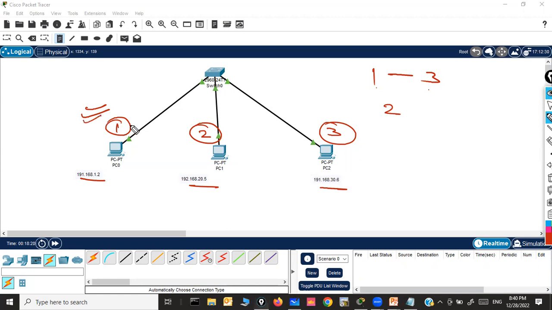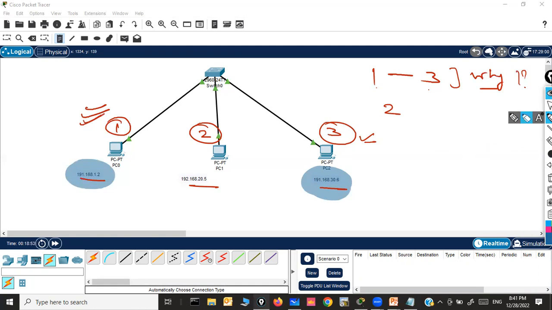If 1 and 3 will communicate, then why? Are they both in the same network? Yes, the same network, both in the same class B. And number 2 is class C. What is the class of this IP? A, B, C, which class? Class B. Good.